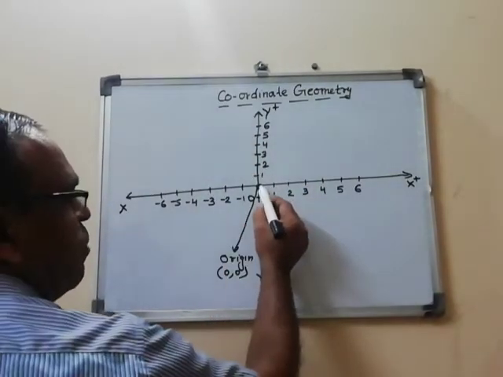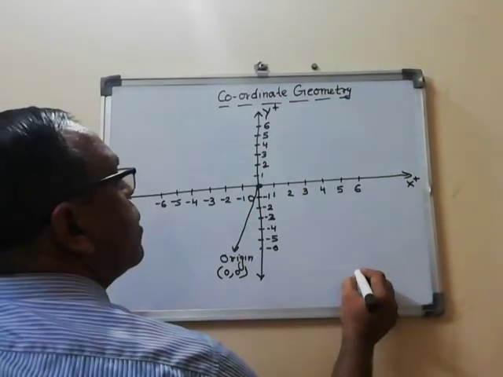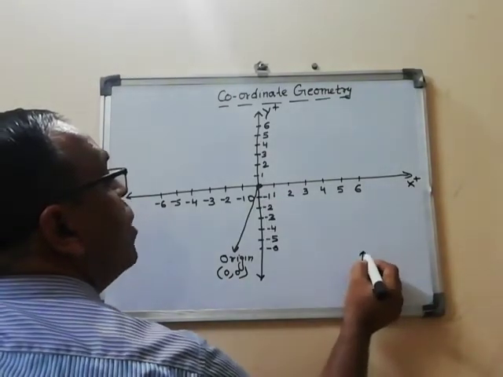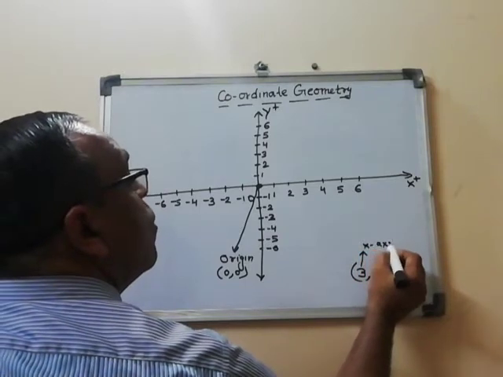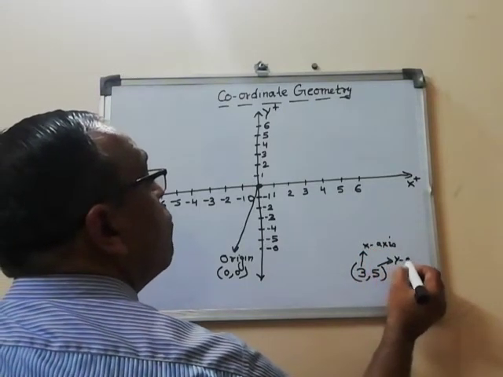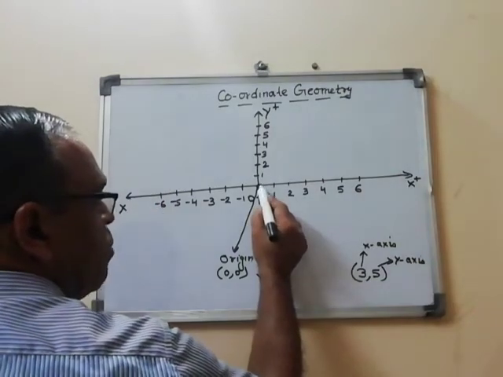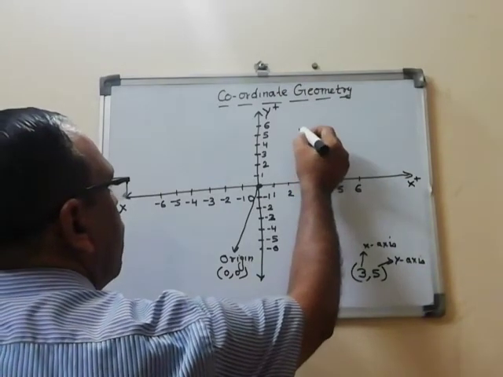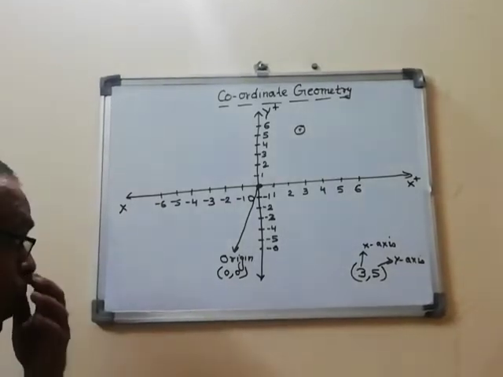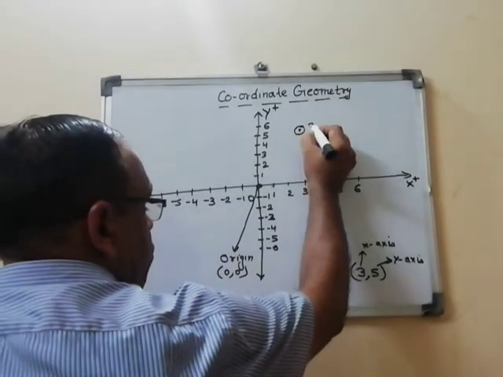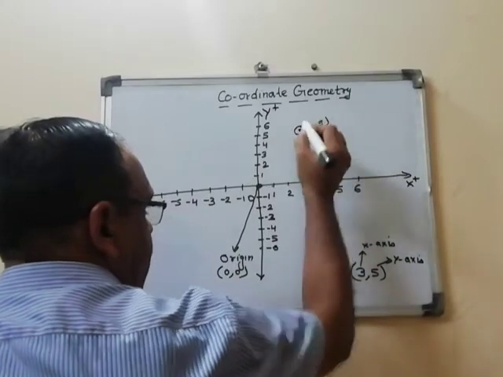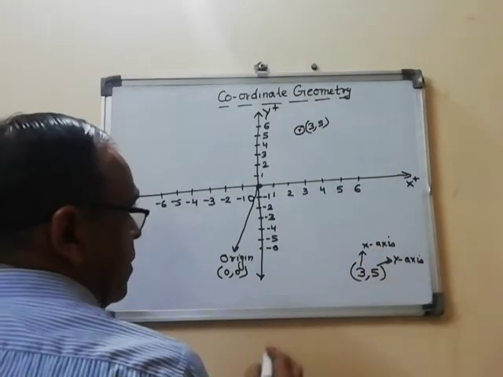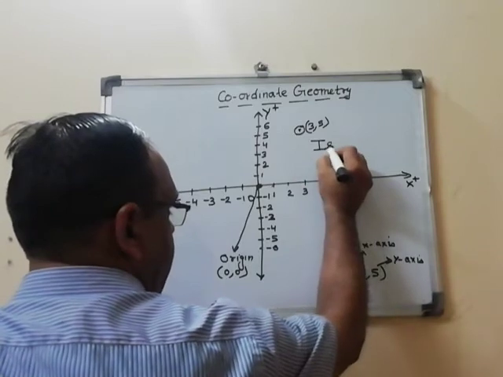Okay, if you start from here, suppose our two values are given, that means 3 and 5. You start from the first value, we have to plot on x-axis, and the second value we have to plot on y-axis. So start from here, 1, 2, 3, then upward 5, 1, 2, 3, 4, 5. So this is plotting of the point 3 and 5, value of 3 on x-axis, value of 5 on y-axis. This is called first quadrant.